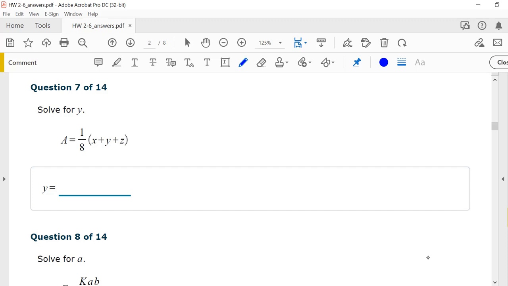Number 7, solve for y. A equals 1/8 times the quantity x.